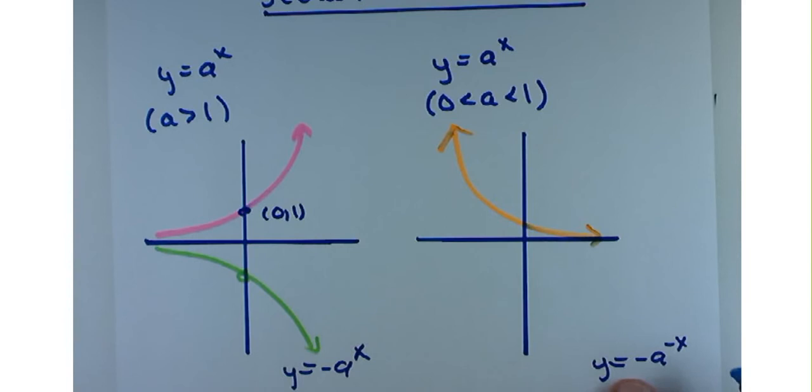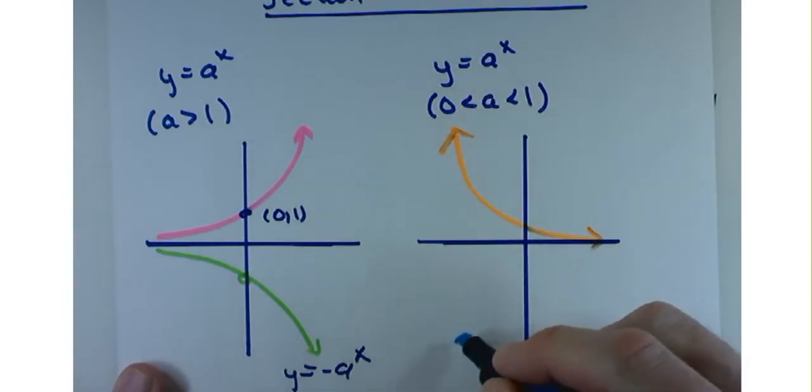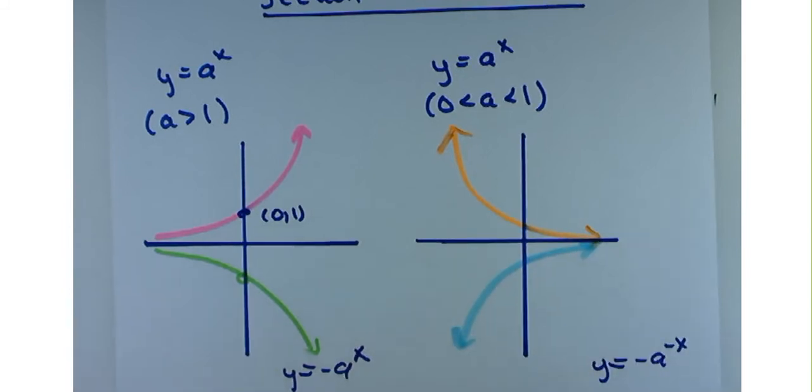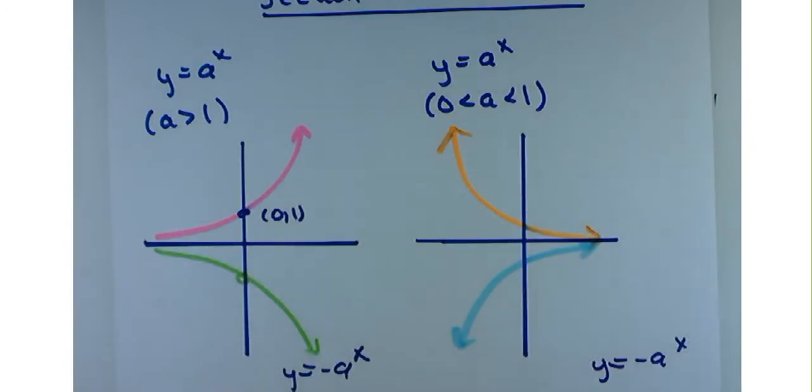And I don't know if I need to put the negative x in here if I'm doing this part. Well, it's going to look like this. So actually, let me get rid of the negative here. The idea is that the base here is between 0 and 1. So one of these 4 types of behavior are what you're going to see from your exponential functions.